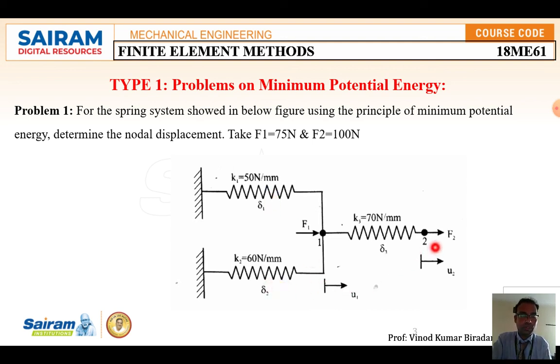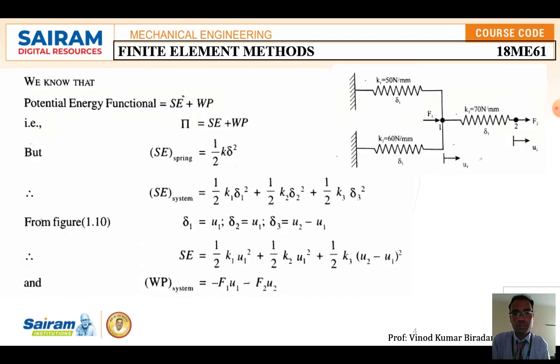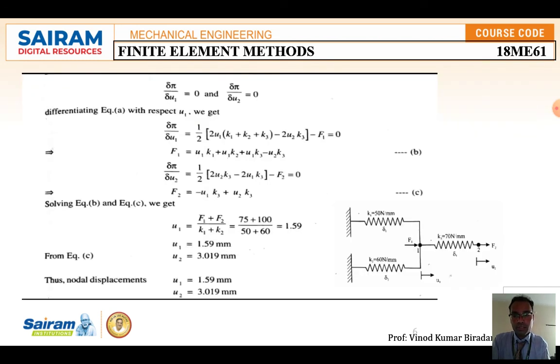Same here, u2 they have given. So here u1 is given. If you apply force here, it will take displacement here and here. So that is u2 minus u1. Like this you have to solve the numerical problems on the potential energy function based on minimum potential energy. Finally you are going to get the answer: u1 equal to 1.59 and u2 equal to 3.09.